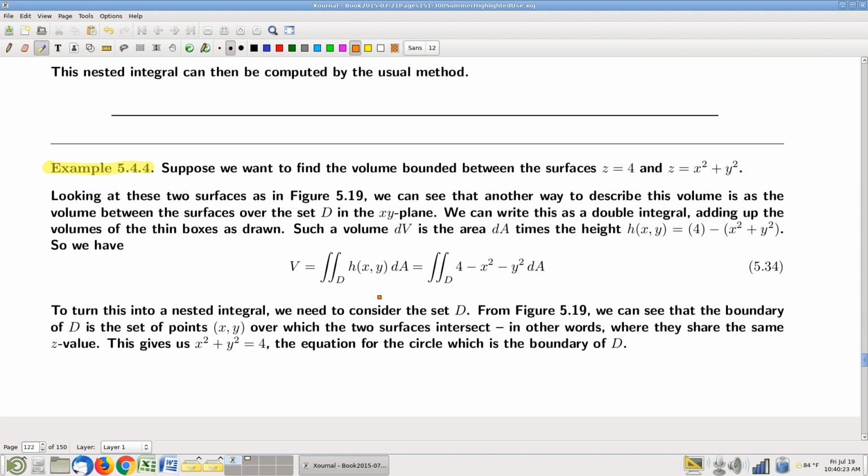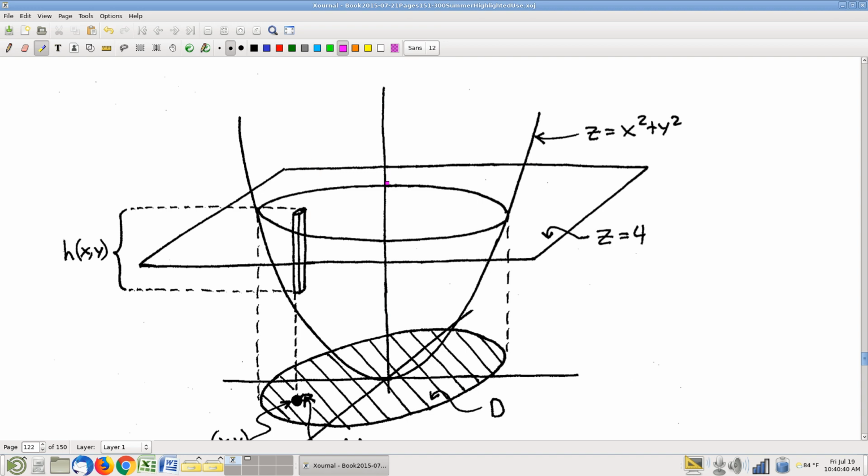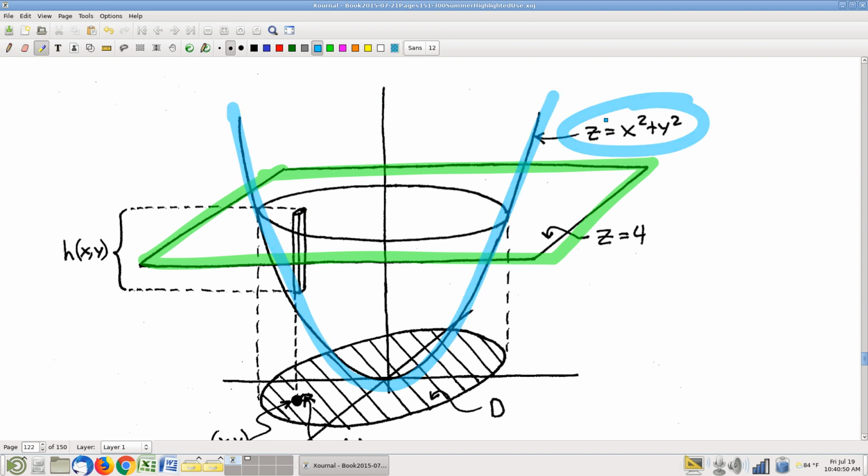Okay. Next question. Suppose I want to find another volume. This is a volume that is between two surfaces. And here's the two surfaces. Okay. Volume between two surfaces. Okay, let's go to our picture. Here's the picture. Our first surface is that plane. Our second surface is this paraboloid, you'll recall from chapter 2. So there they are. Okay.